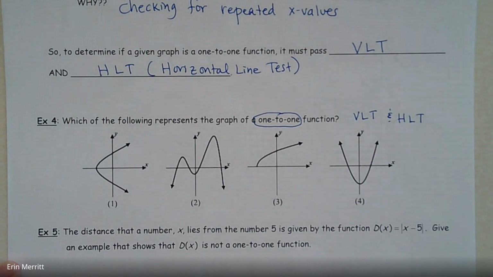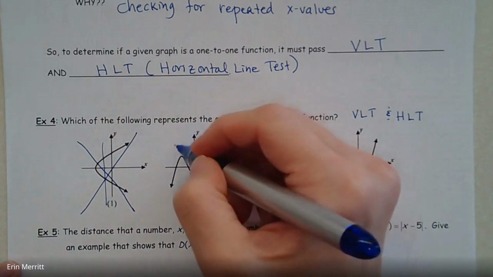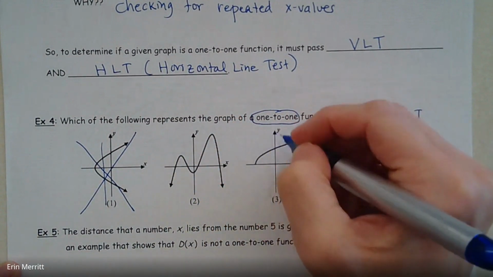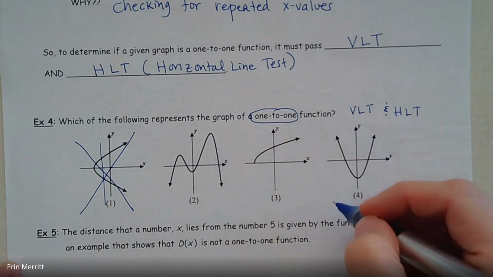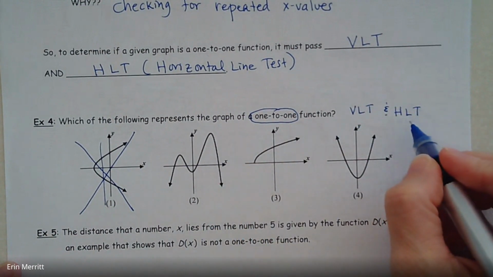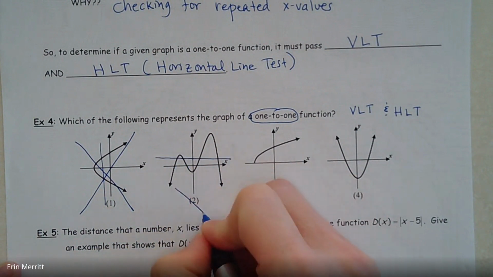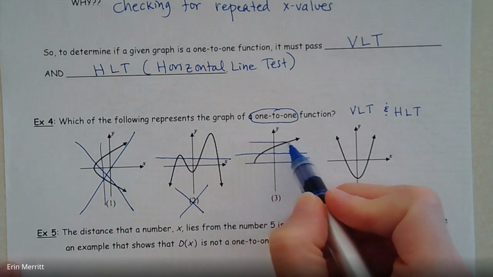So if we're going vertical line test, 1 already fails that. See you later. 2, that would definitely pass, so we can hold on to it. 3 would pass, and 4 would pass. So these guys are all functions. But if we now apply the horizontal line test, the second we draw a horizontal line through, this guy's going to fail. If we draw a horizontal line through, this one's looking pretty good.